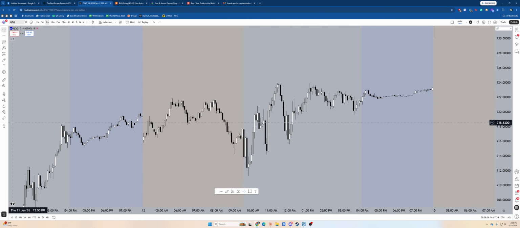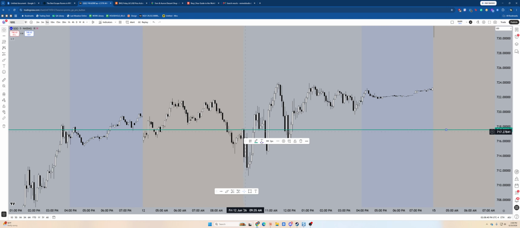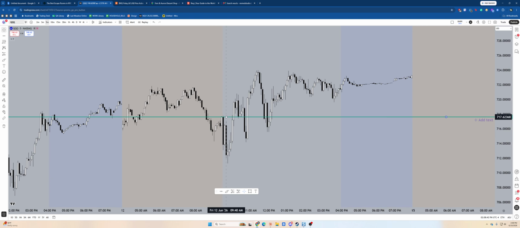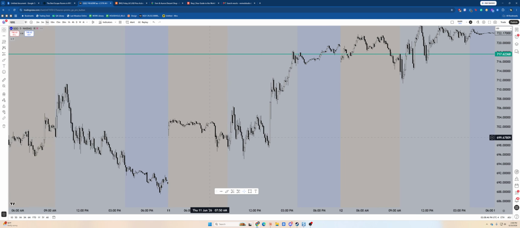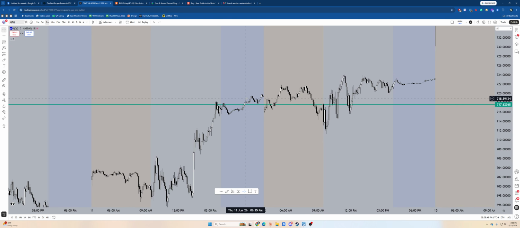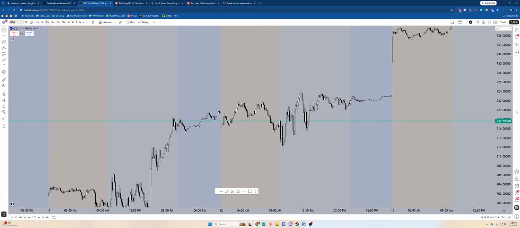Right here. Let's clear this chart out. Another day is right here, for example. You dip below. Now if you use trend analysis, you can see the prior day is trending to the upside. This is all pre-market right here. This is the prior day session.